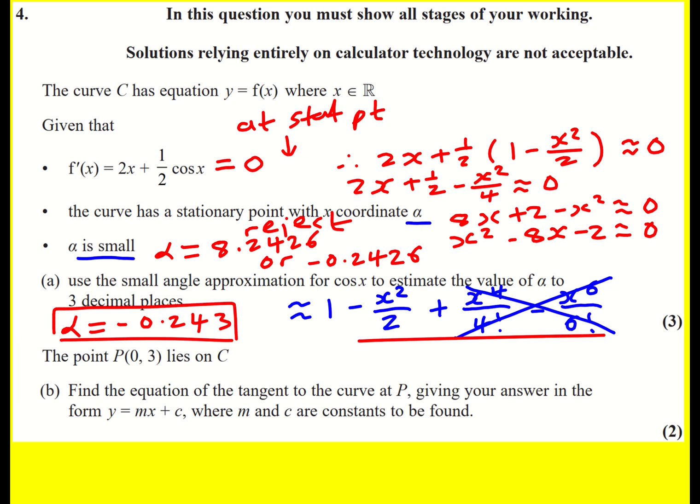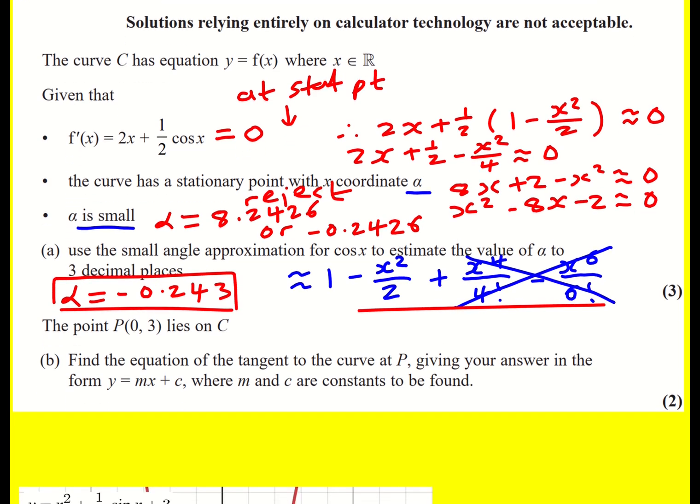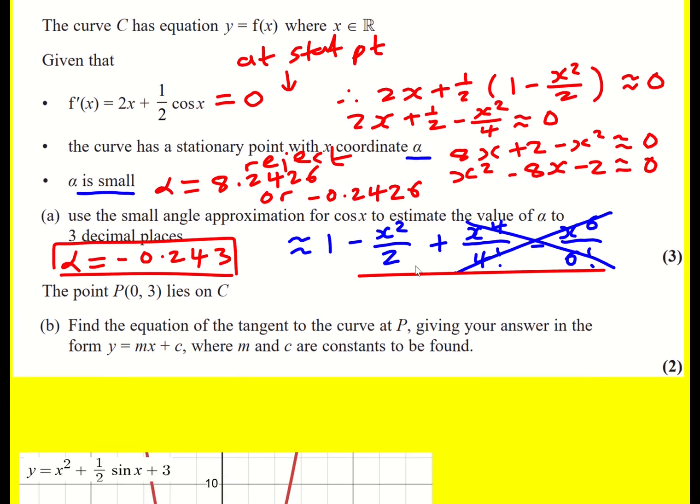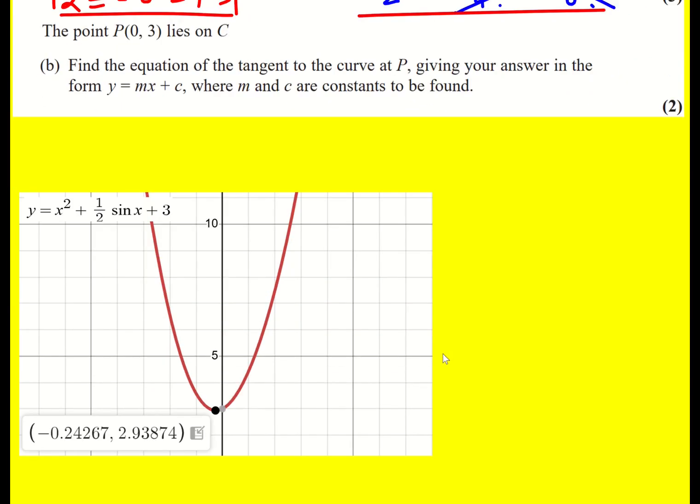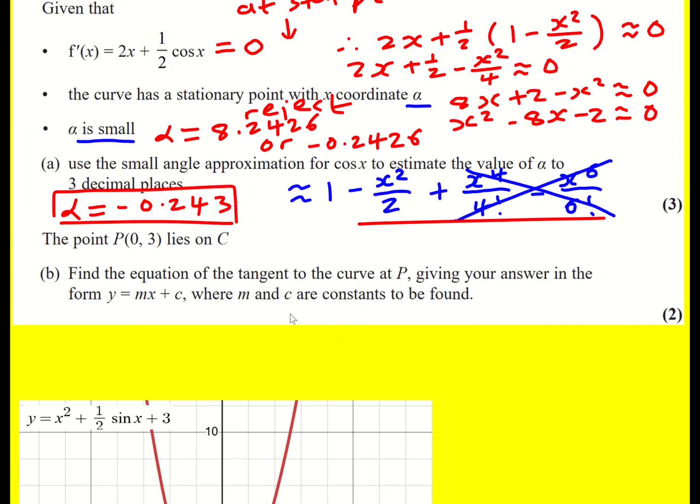Just to show you, I did actually plot the graph. So what I decided to do was find out the original function. I integrated, which gave me y equals x squared by integrating 2x, and then plus a half sine x by integrating a half cos x. And I just added my own constant. It doesn't really matter because the turning point will be in the same place. And this is what we end up with, minus 0.2426. So they're actually very, very good approximation, it's got to be said.